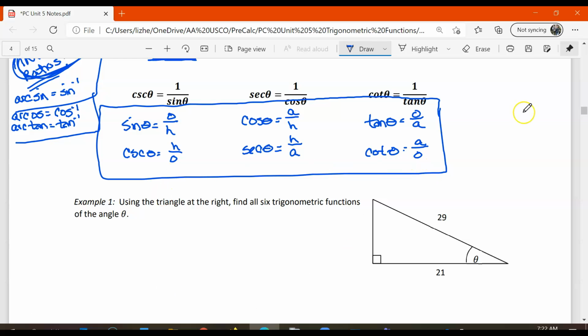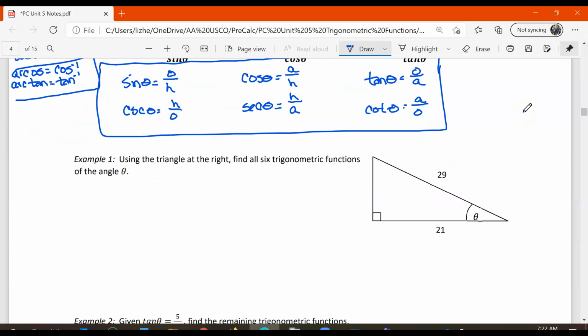And example 1. Using the triangle at the right, find all 6 trig functions of the angle theta. So the first thing you want to do is you notice that this side length is missing. So we are going to find that, and we will call that y. So I will say y squared plus 21 squared equals 29 squared. So y squared, doing a little math here, is going to give me 400, and y is 20.